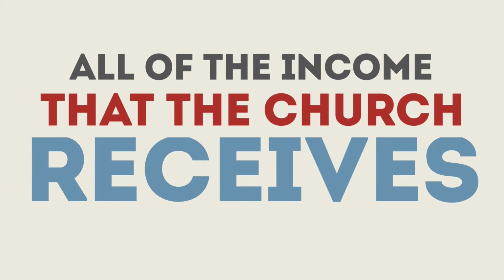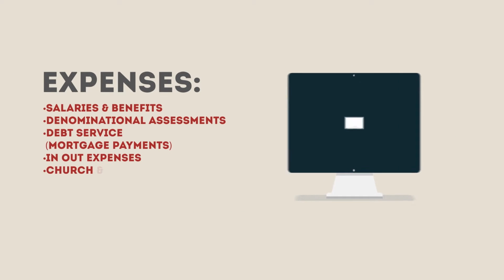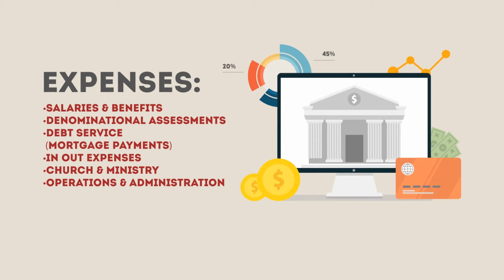receives. Expenses should include salaries, benefits, and any other form of compensation that is provided to the staff of the church or ministry. This might include housing allowance or additional benefits such as life, medical insurance, or pension expense that is incurred by the ministry.